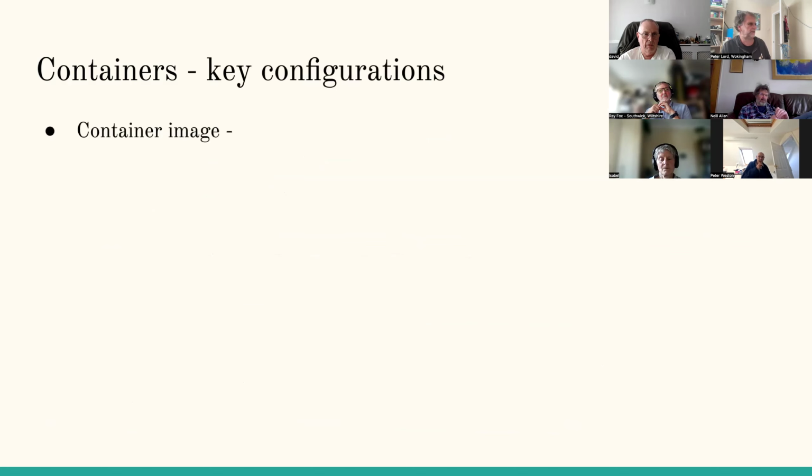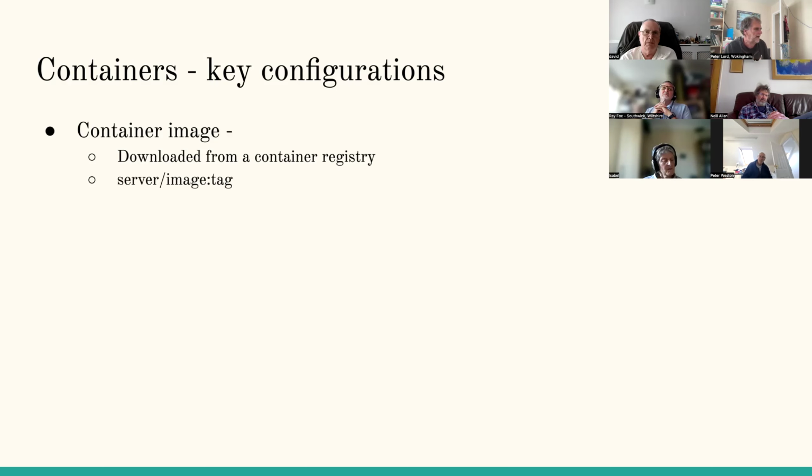So like virtual machines, there are a few key configurations. I will go through this fairly quickly. Container images are often downloaded from a container registry. Places like Docker Hub have hundreds of thousands of container images that you can download. If you can think of any common application, it will be there to download and run. The format of these images is server, an image, and a tag. So it's normally Docker Hub / Oracle database : version 1.